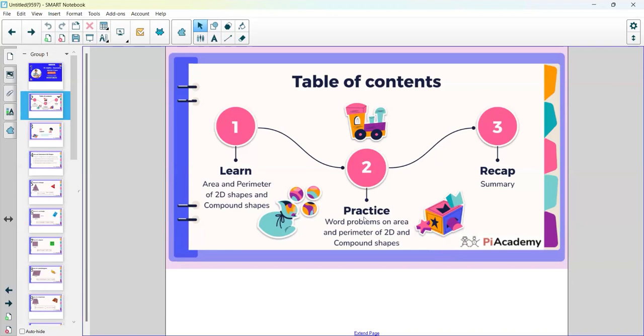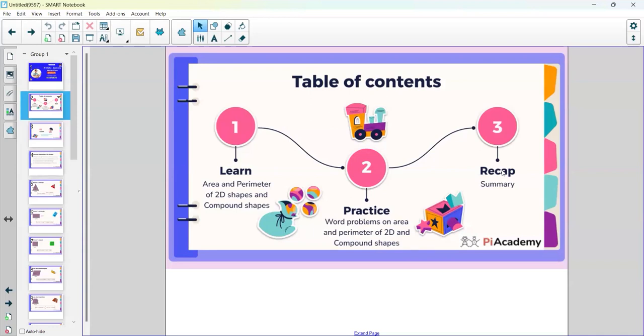In the second half of the class, which we name the practice session, we'll practice some word problems. Again, those problems will be based on area and perimeter of 2D and compound shapes. In this practice session, we'll apply all the formulas we have learned in the learning session and try to solve the questions accurately. The questions selected for the practice session are purely from 11 plus past paper exams. They are selected so that students have an examination approach while solving questions. All the vital tips and tricks needed in exams will be covered in this practice session. And in the end, we will have a very short recap session where we summarize all the key points and tips and tricks.